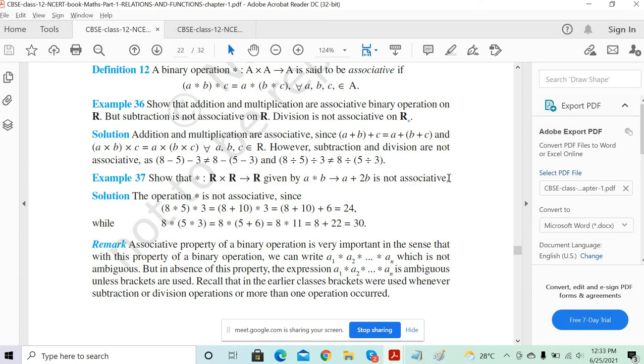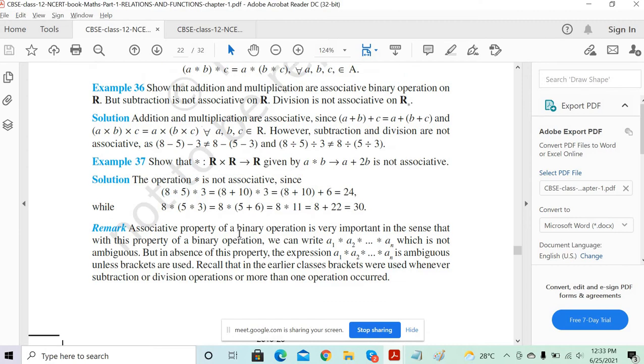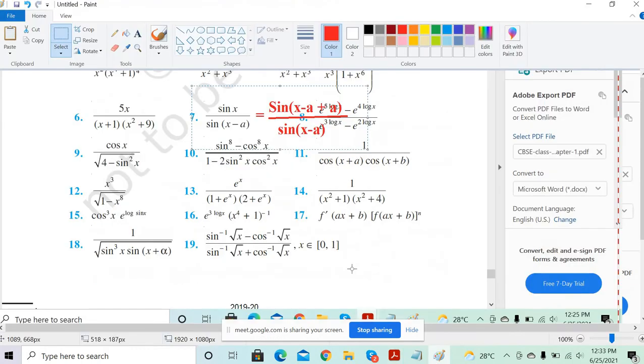See, we need to define it. This is not associative, so you have to take the 3 operations. I think you have taken this part, right? So 8 star 5 star 3. Explain to me now how you have done it. So basically we are doing the 3 operations: a star b, star c. So let's do that part. Let's understand this part properly, otherwise it'll be confusing for you.